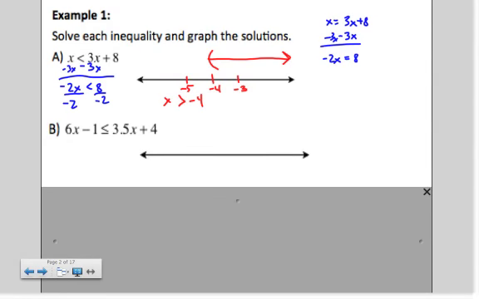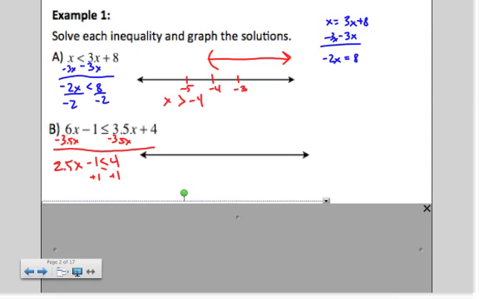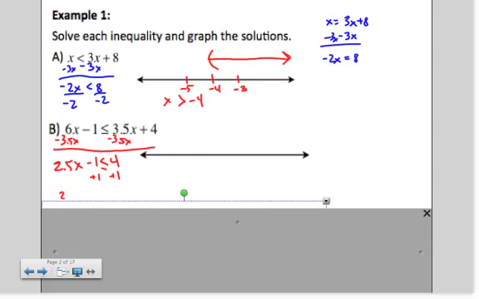Here we are. This one's a little different. It's got some decimal involved in here, so I'm going to subtract this one just because it's smaller. So I have 2.5x minus 1 is less than or equal to 4. Add 1 to both sides. So that gives me 2.5x is less than or equal to 5.